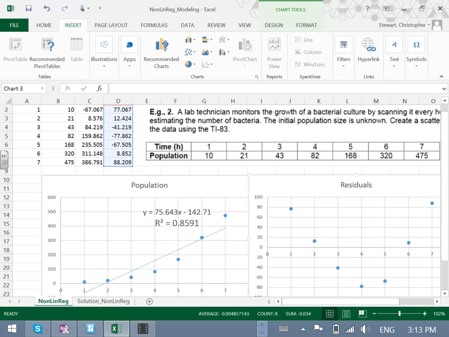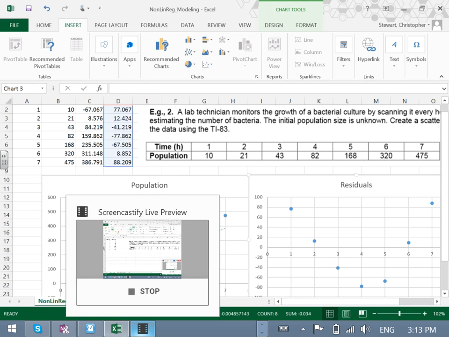So what we'll do, let's split this into two different screencasts, two short ones. This one is on residuals, and the next one will be on specifically the non-linear regressions.